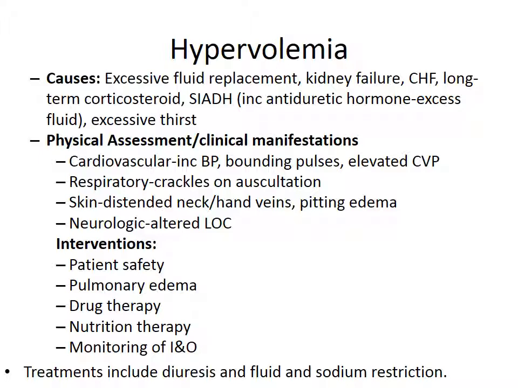Respiratory auscultation reveals crackles. Skin shows distended neck veins and hand veins, pitting edema, and neurologic assessment shows altered level of consciousness. Interventions for hypervolemia include monitoring for patient safety, monitoring for pulmonary edema, drug therapy, nutrition therapy, and strict monitoring of intake and output on an hourly basis. Treatment for hypervolemia includes diuresis and fluid and sodium restriction.